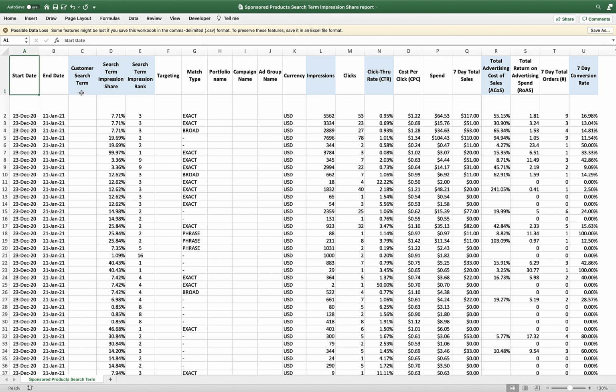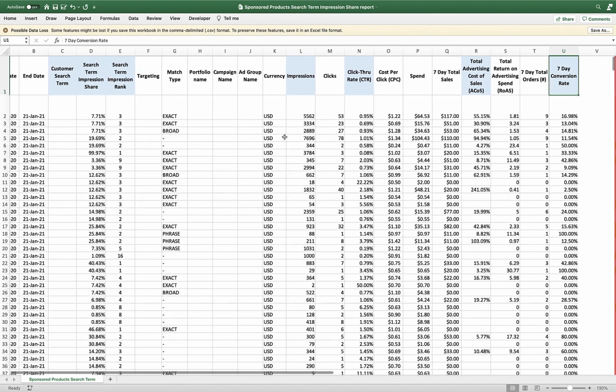In it, you can see the primary fields that I'm focused on for each of the search terms. I've blanked out the information for confidentiality of this account, but I'm pulling in the search term, the search term impression share, and the search term impression rank. I'm also looking at impressions, click-through rate, ACoS, and the conversion rate. I'll show you how I'm going to use these together so that you get a bigger picture, or a quick picture, of what action you can take.